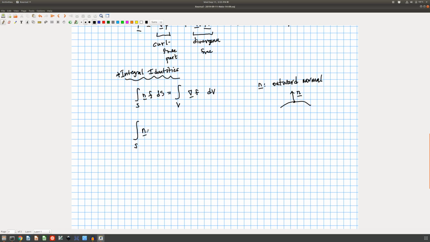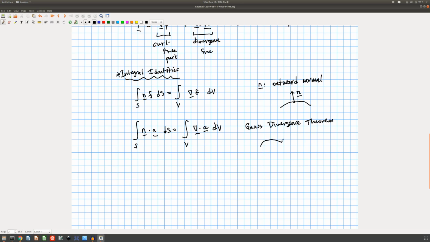The most common one that I'm sure you saw in your calculus class is if I have, instead of f here, this vector a, dS, and it looks very similar. And this is del dot a dV. This is called the Gauss divergence theorem.